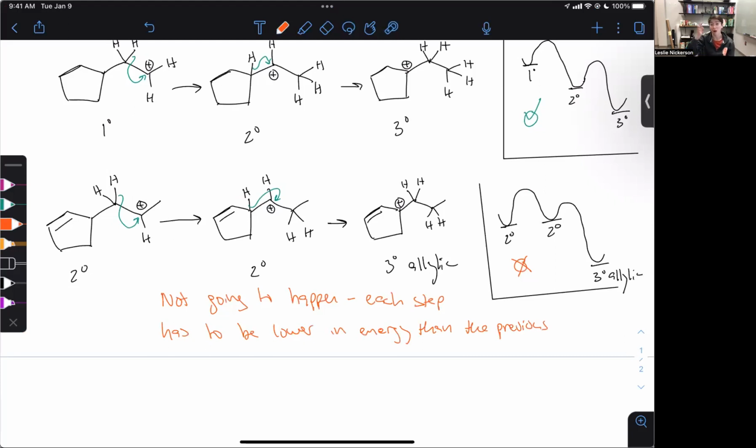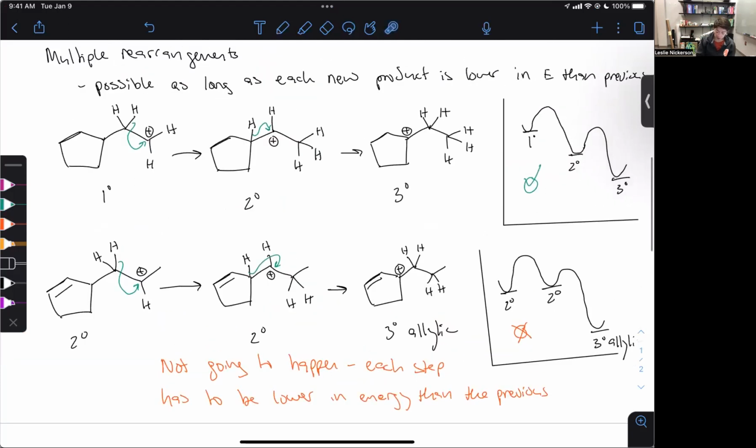So we're not going to be hopping all the way down a molecule to get to a tertiary site if all of those hops are going to be similar energies. So we're only going down in energy. That's the only way to go.